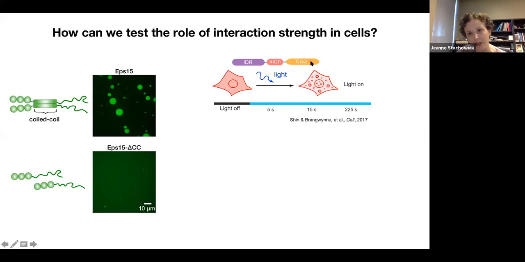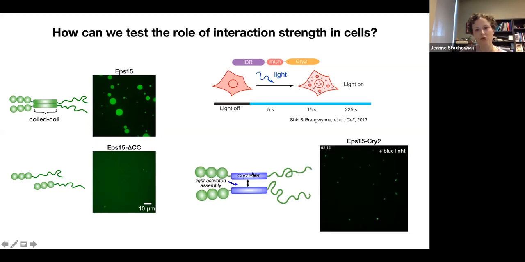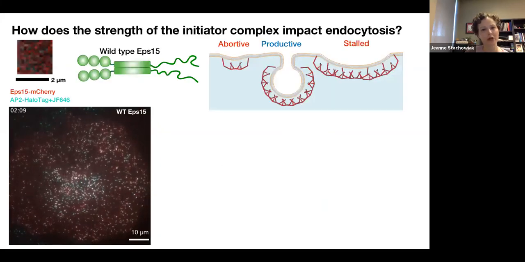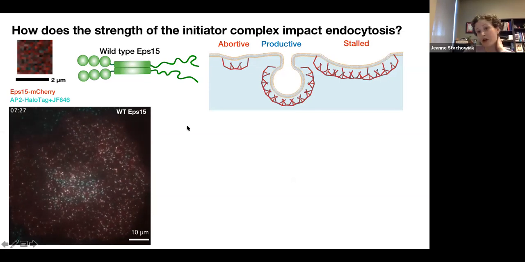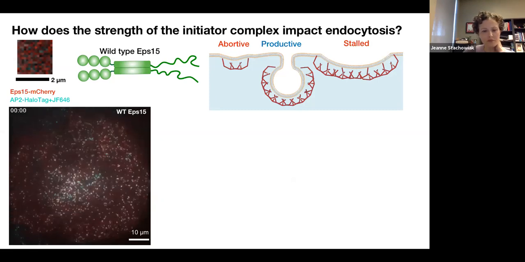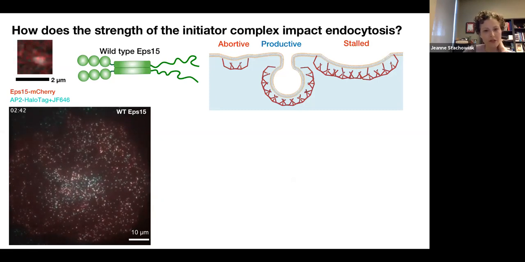I'm sure many of you have seen this, where you can use this Cry2 domain to make a light activated clustering of IDRs and see droplets show up in the cell. So Casey adopted that, and she replaced this coiled-coil domain with Cry2. And so this is still in vitro, but she took this purified construct, and when she shines light on it, she can get these condensates to appear in the presence of the blue light. So then she decided to take this tool into her mammalian cells. So here I have to give you just a moment or two of background on how we look at the dynamics of endocytic events, since a lot of you probably aren't in this field of studying endocytosis.